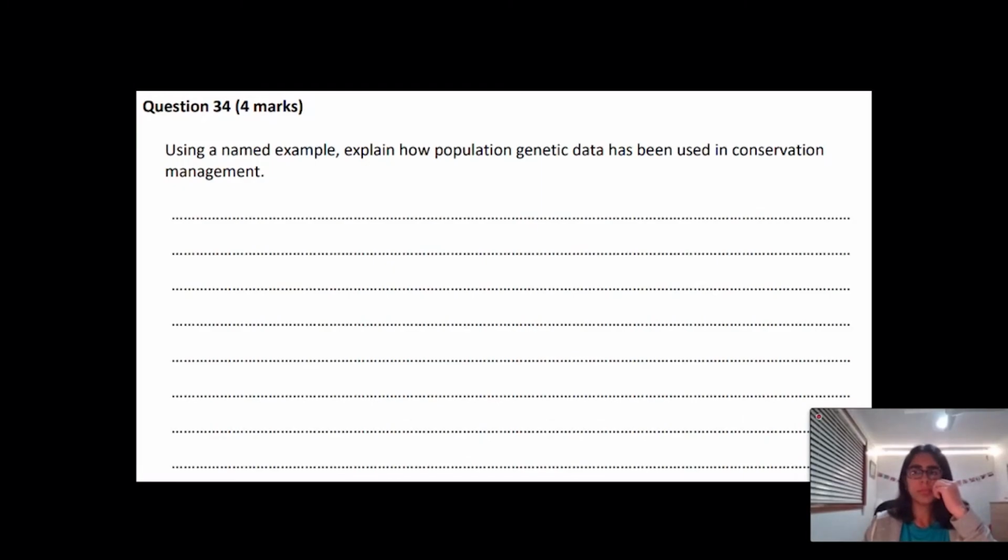So we went through koala SNP analysis. We went through the Human Genome Project. You can talk about that. But for this question, it's conservation management. Micah, what example are you going to use in your exams? Koalas. Yeah, very good. So you can talk about koala haplotype analysis to look at genetic diversity. And that simply allows us to allocate our time and energy towards koala subpopulations that have the lowest diversity that we need to manage with the highest priority.